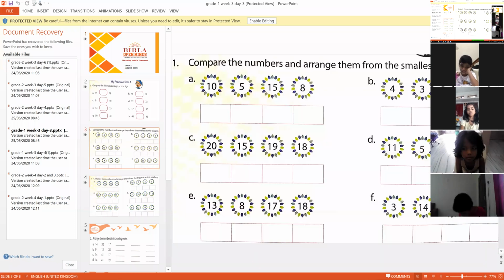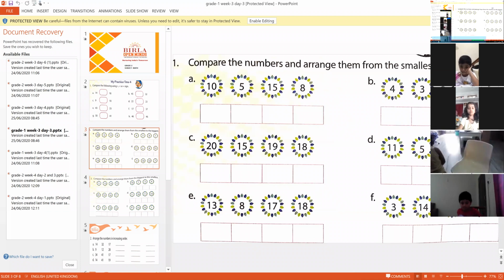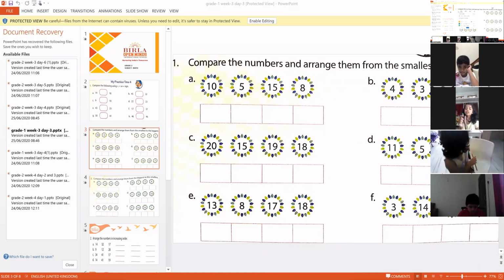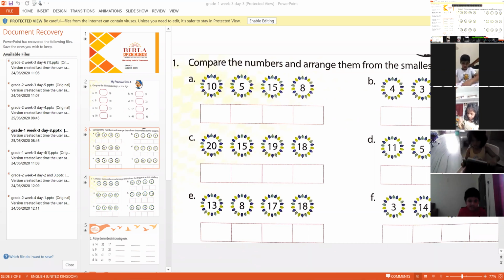Yes, children? So yesterday we did till bit number C. So today we'll move to the next one, and now the question is 11, 5, 8 and 13. Now you have to arrange these four numbers, that is 11, 5, 8 and 13, from small to big, or you can say from smallest to biggest.